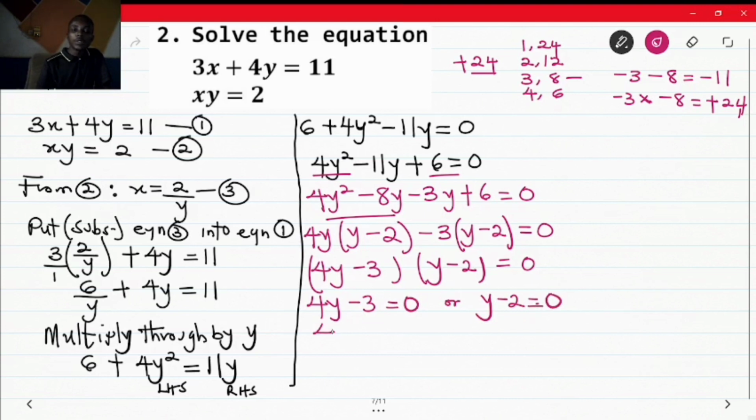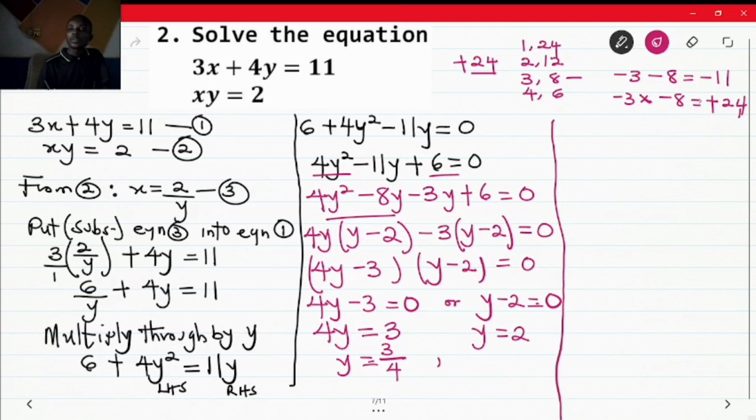So this will give me 4y equals to 3. When I take this to the other side, it will be 0 plus 3, which will be 3. Sorry, and I divide both sides by 4. When I divide both sides by 4, y will be 3 over 4. So that's the first y. Then you come here, y minus 2 equals to 0. 2 will go in here, so we have y to be equals to 2. So we have two values of y, which we are going to use to get our x.